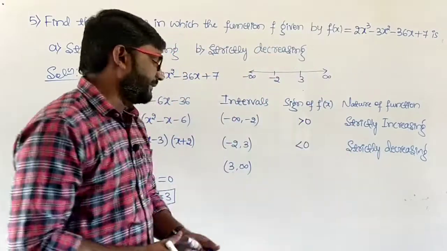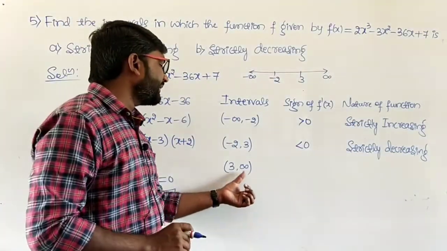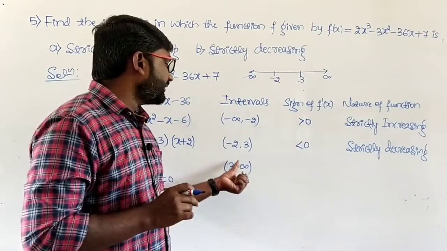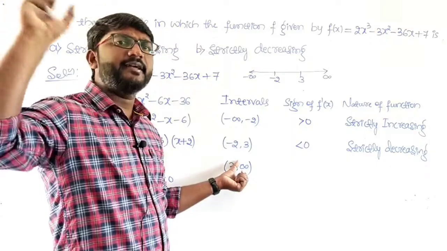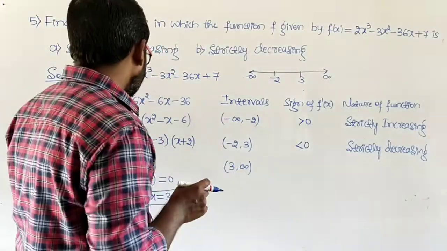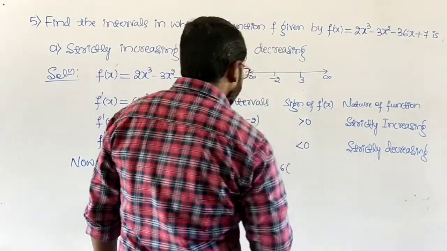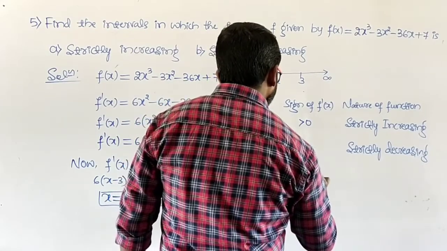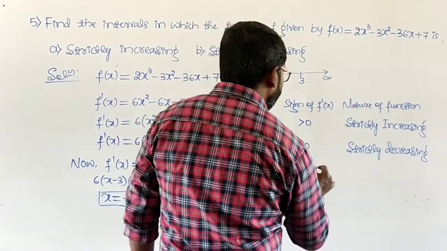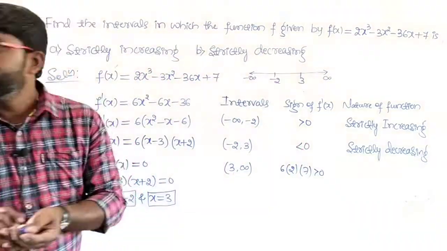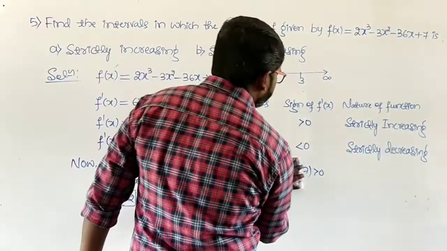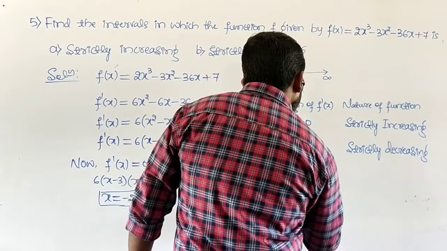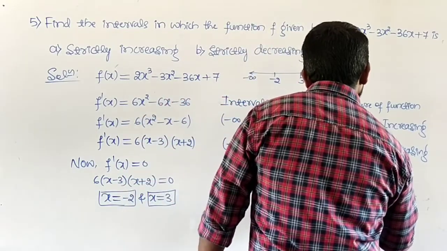Then take the last interval now, 3 comma infinity. Open interval 3 comma infinity means you have to leave the endpoints, take in between values. Now you can take 5 here, 6, 7, anything, or else you can take 4 also. So now 6 into, I will be taking 5. 5 minus 3 is 2, and then 5 plus 2 is 7. If you multiply these three numbers, it will be greater than 0, a positive number. That means in the open interval 3 comma infinity, f dash of x is greater than 0. It is strictly increasing.